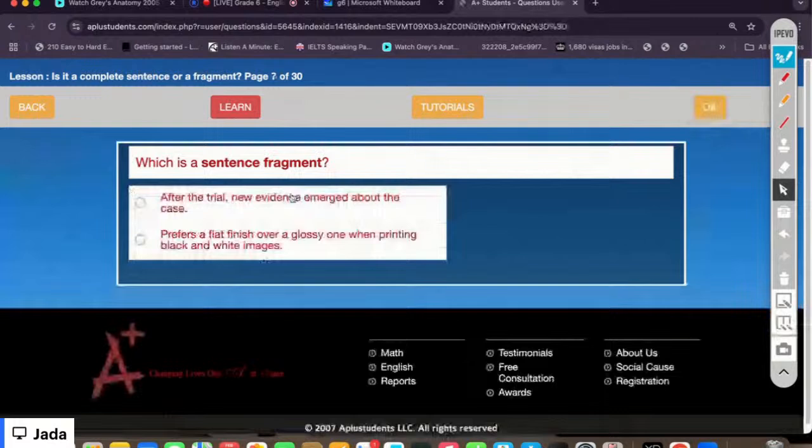All right, so we have, which is a sentence fragment. After the trial, new evidence emerged about the case. Prefers a flat finish over a glossy one when printing black and white images. So, which is the sentence fragment here?